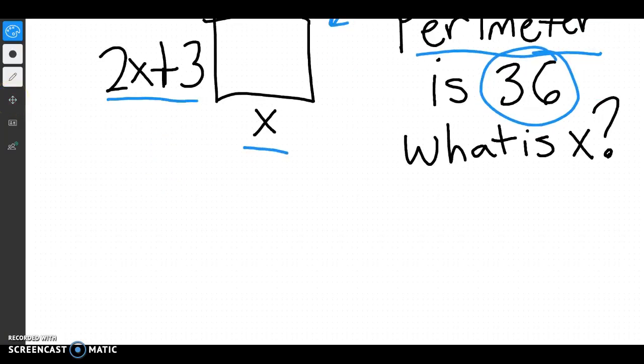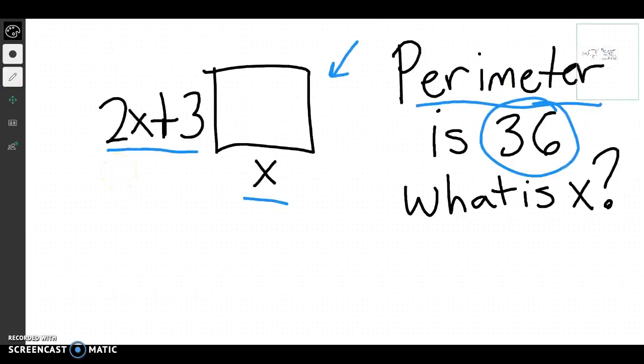The first thing that I want to think about is how you find perimeter. And you find the perimeter by adding up all the sides. So the very first thing I'm going to do is I'm going to go, okay, well if this side right here is x, then this side across from it, if it's a rectangle, must also be x. And if this is 2x plus 3, well this side should be 2x plus 3. So now I know what all the sides are. So now that I have all the sides, I'm going to start adding things up.